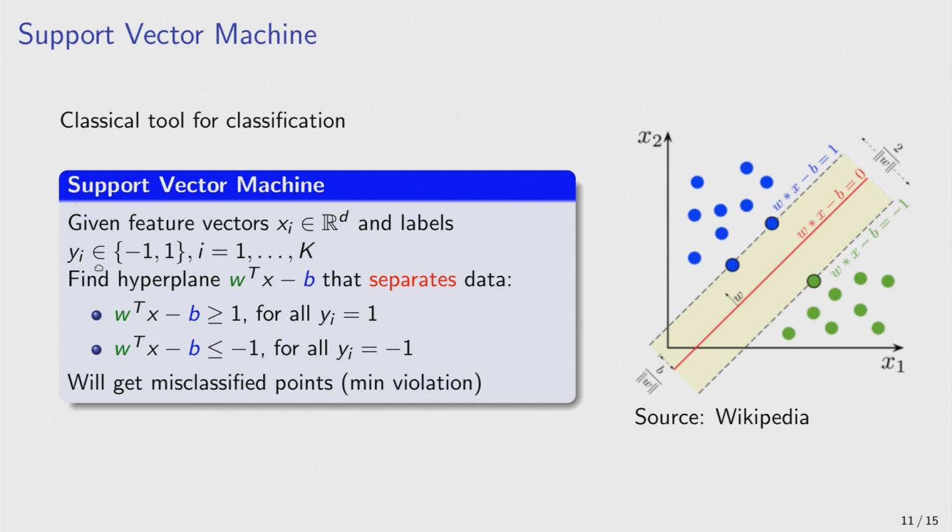Okay, so what we want to do is find this hyperplane so that when y_i is equal to 1, if we plug x in here, we want this greater or equal to 1. If y is -1, then we want it less or equal to -1. So we want to do the correct classification.